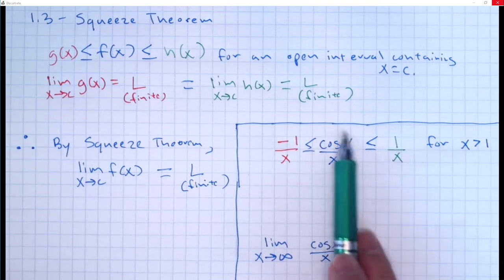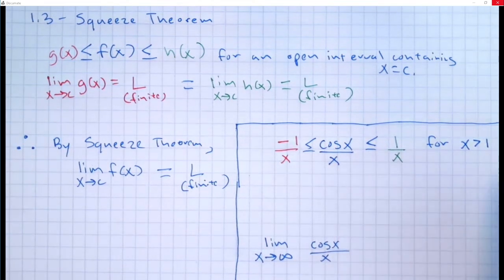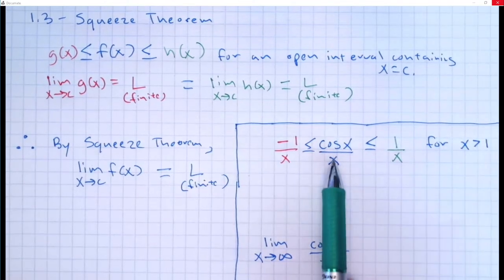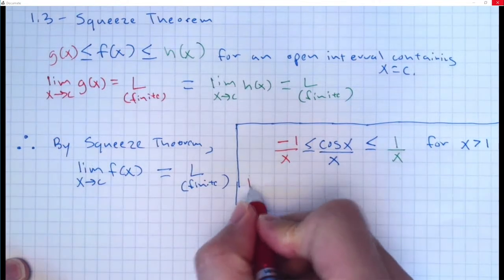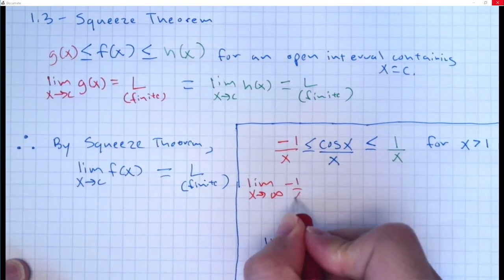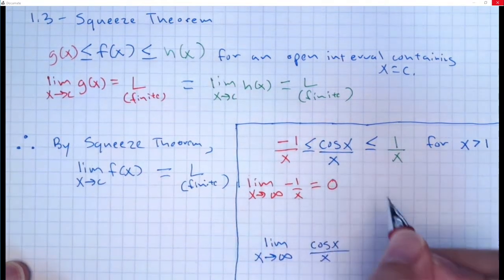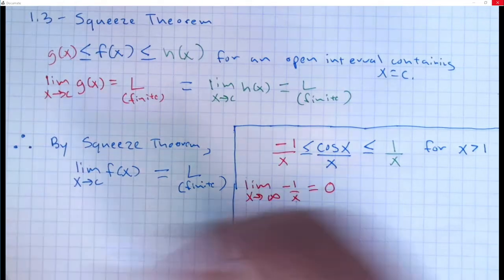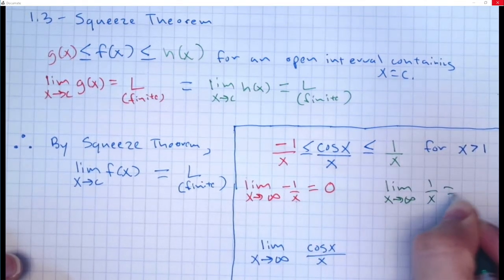And go ahead, graph this, graph this, graph this in red, green, and blue in Desmos or something, and just look at x greater than 1, and this inequality will be true. And if you took the limit as x goes to infinity of -1 over x, -1 over infinity would be 0. If you took the limit as x goes to infinity of 1 over x, that would also be 0.